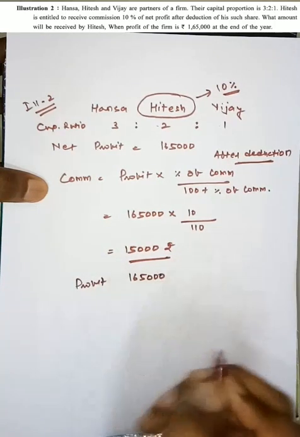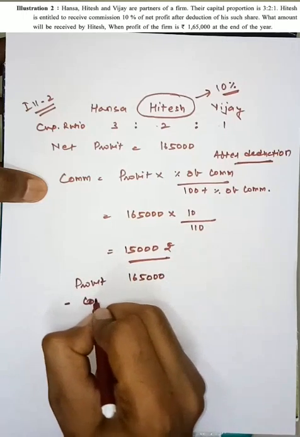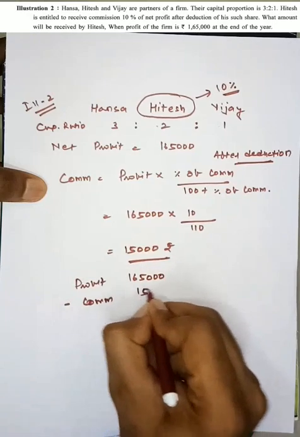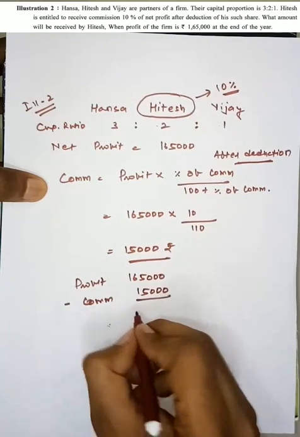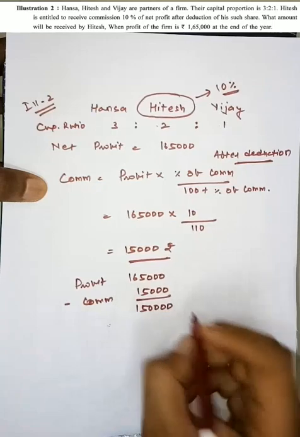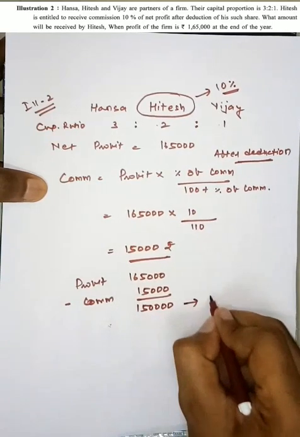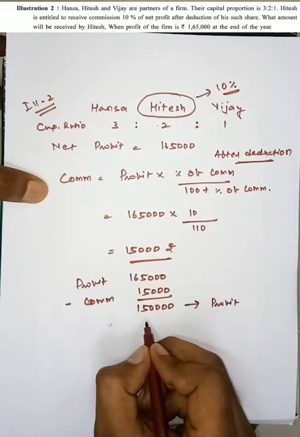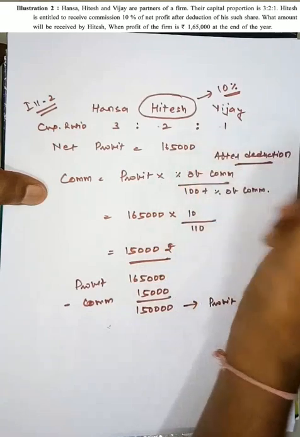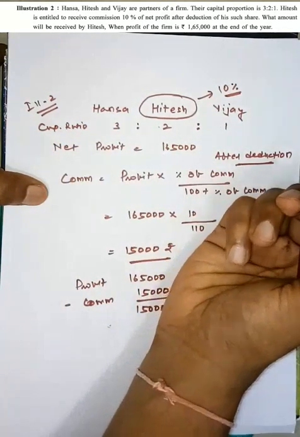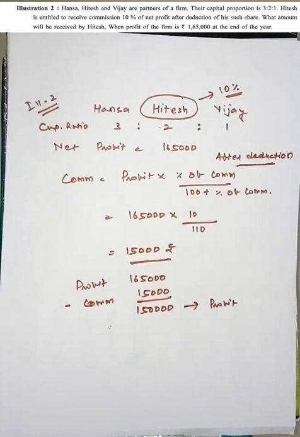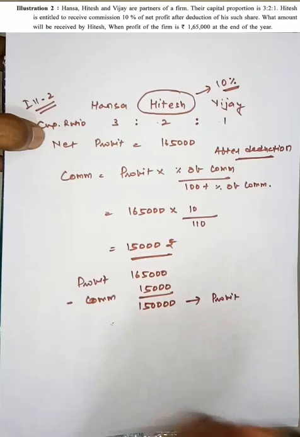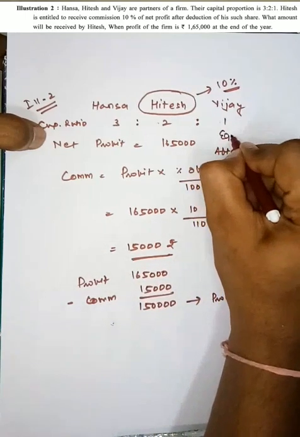1,65,000. From that we have to deduct commission. Now the commission is 15,000 rupees. Now 1,50,000 will become their divisible profit, which is going to be shared among all three partners. Now three partners are there, their capital ratio is given, but their ratio of profit and loss is not given. So as per the rule, we will follow equal proportions.